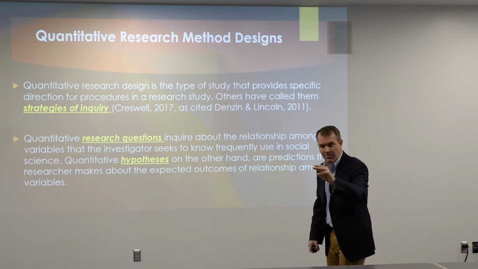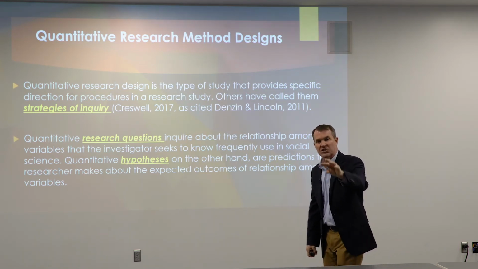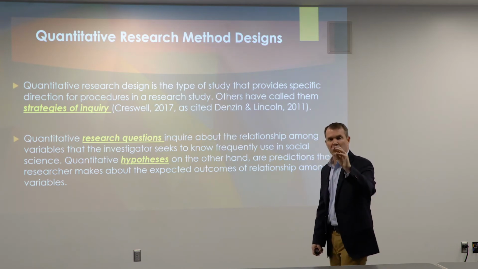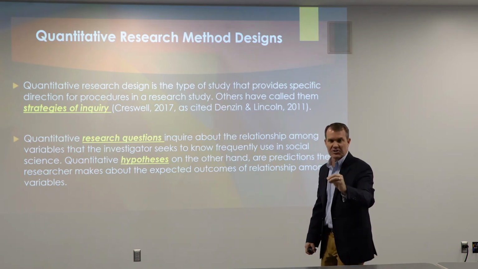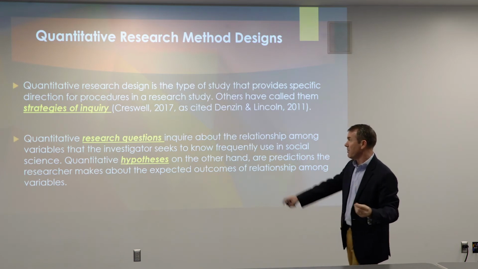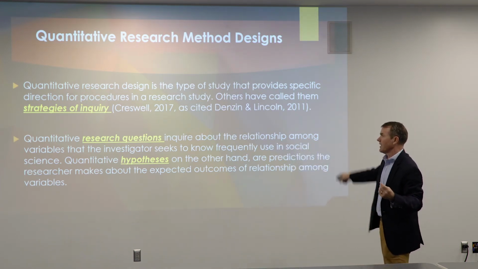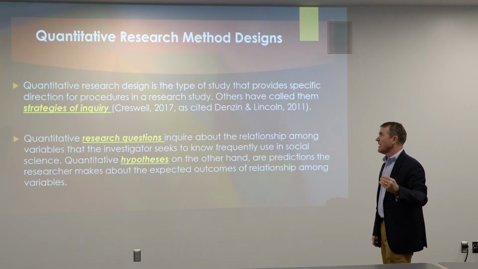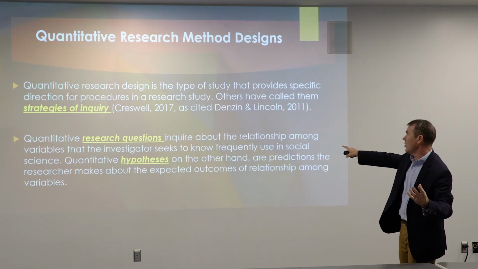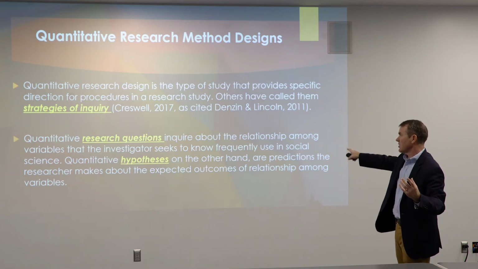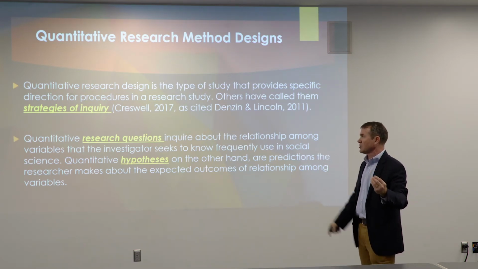Others have called them strategies of inquiry. You're describing a strategy that you are seeing, that those people are doing certain skills or have certain skills, or there's an impact on them. Quantitative research questions inquire about the relationship among the variables that an investigator seeks to know. These are used often in social science.